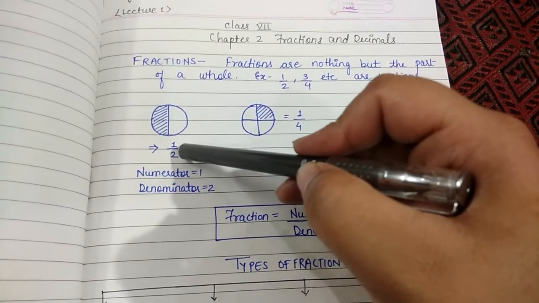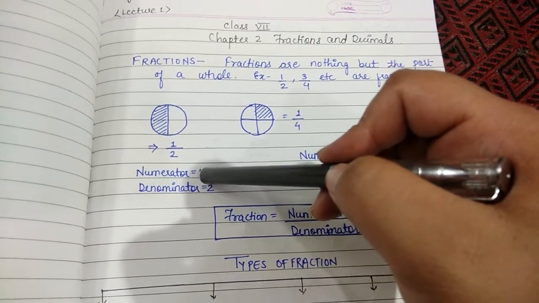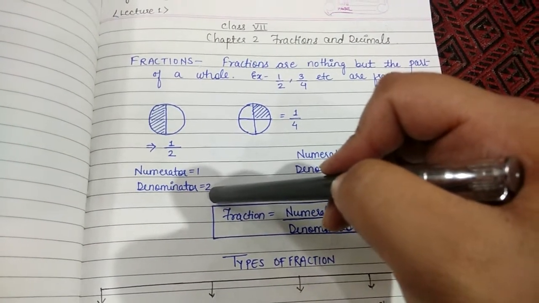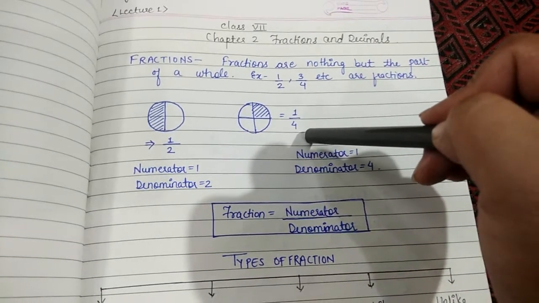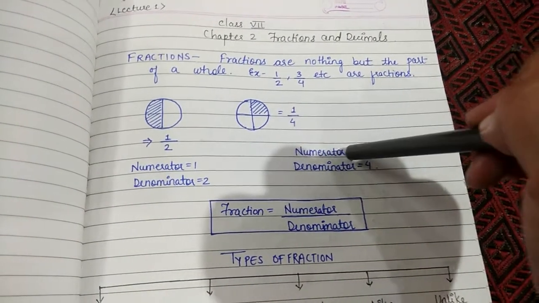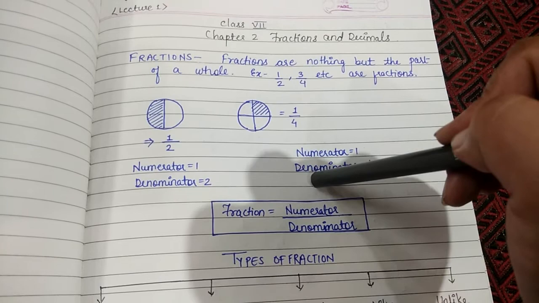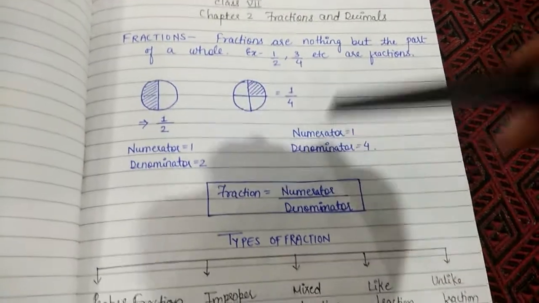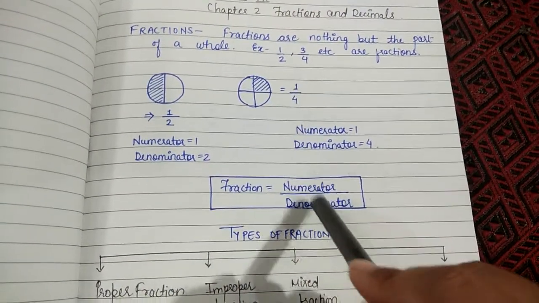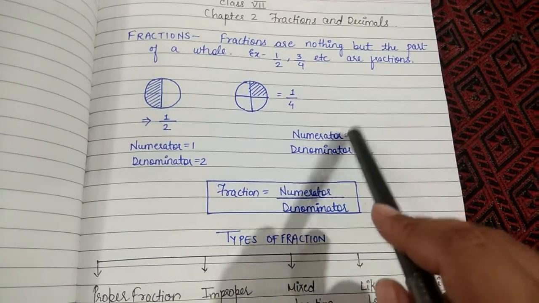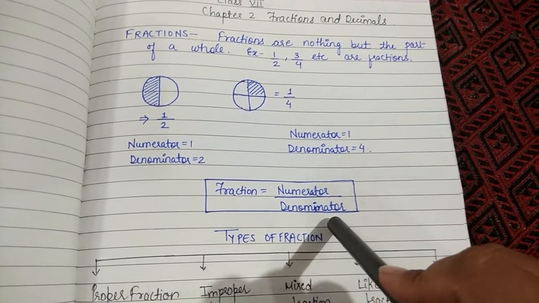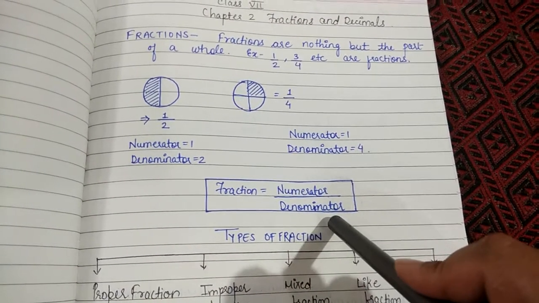In this fraction 1 by 2, the numerator is 1 and the denominator is 2. And in this fraction 1 by 4, the upper part, that is the numerator, is 1 and the lower part, that is the denominator, is 4. So we can define a fraction as numerator upon denominator. The upper portion is known as the numerator and the lower portion is known as the denominator.